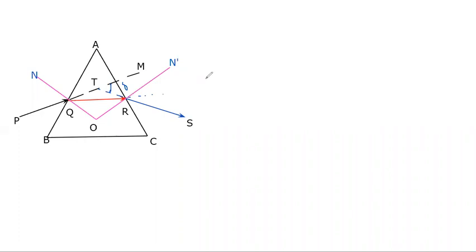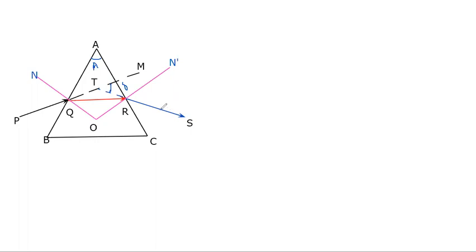Understood? So this is how the refraction from a prism works, right? This is the angle of prism. Let it be angle A. This is the angle of prism, and delta is the deviation. So due to this prism, the ray of light PQ, instead of going along QM, is now following RS.